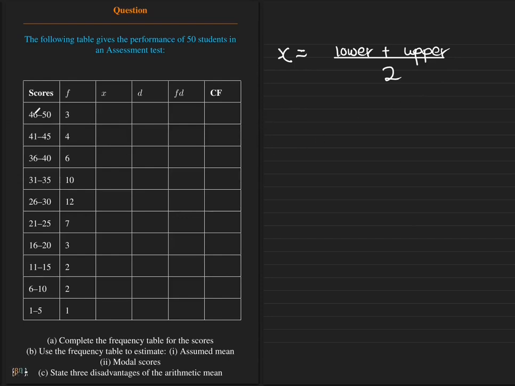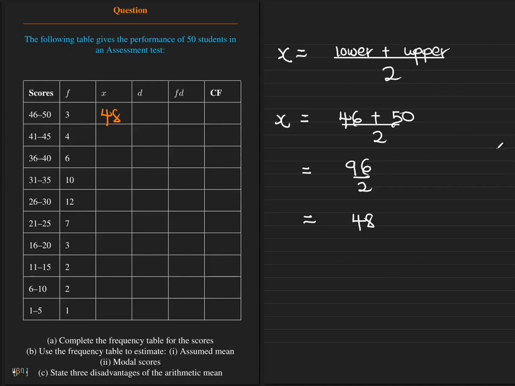Easy. So for the very first one, we have our X being equal to, the lower is 46. So 46 plus the upper, which is 50. Then you divide that by 2. And 46 plus 50 simply gives us 96. 96 divided by 2, we have 48. So the class mark here is what? 48. So let me write that down. 48.